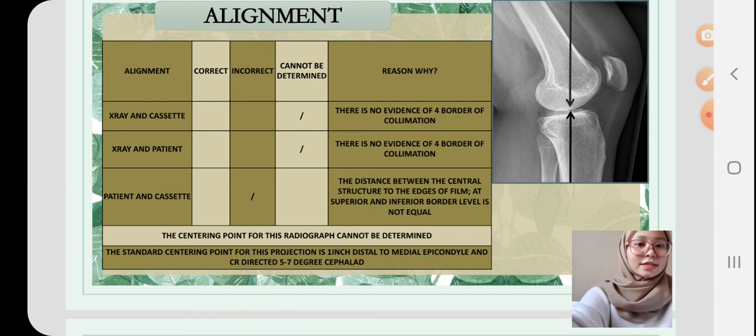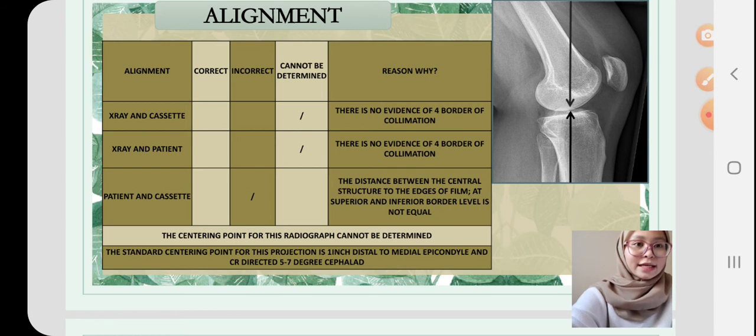Okay. So the centering point for this radiograph cannot be determined because there is no border of collimation. The standard centering point for this projection is 1 inch distal to the medial epicondyle, and the central ray is directed at 5 to 7 degrees of curvature.